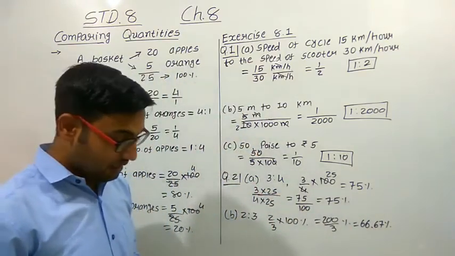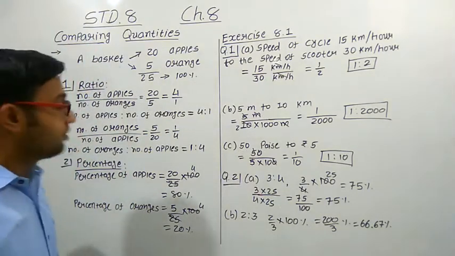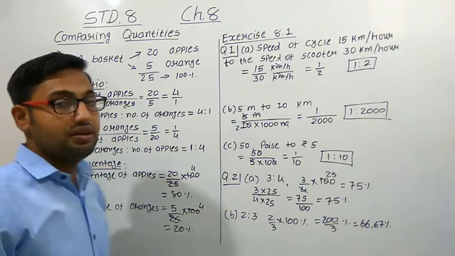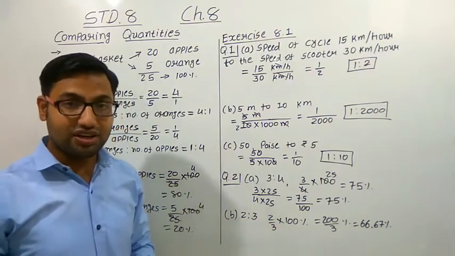Right? So this is the method by which we can convert a ratio into a percentage. And these are the two methods by which we can compare two quantities. One is the ratio, the second one is the percentage. Okay, so this is all about this lecture. Thank you.